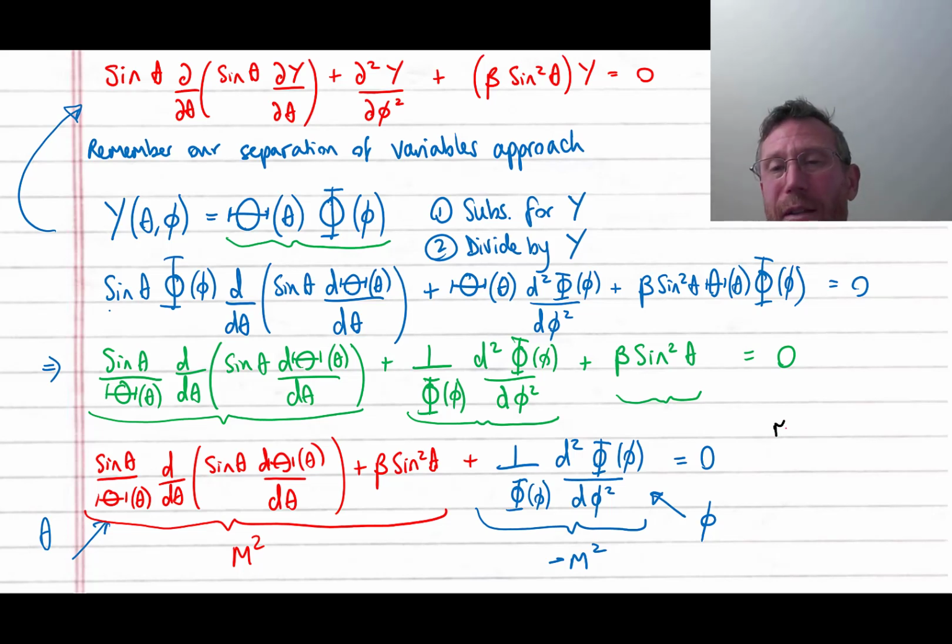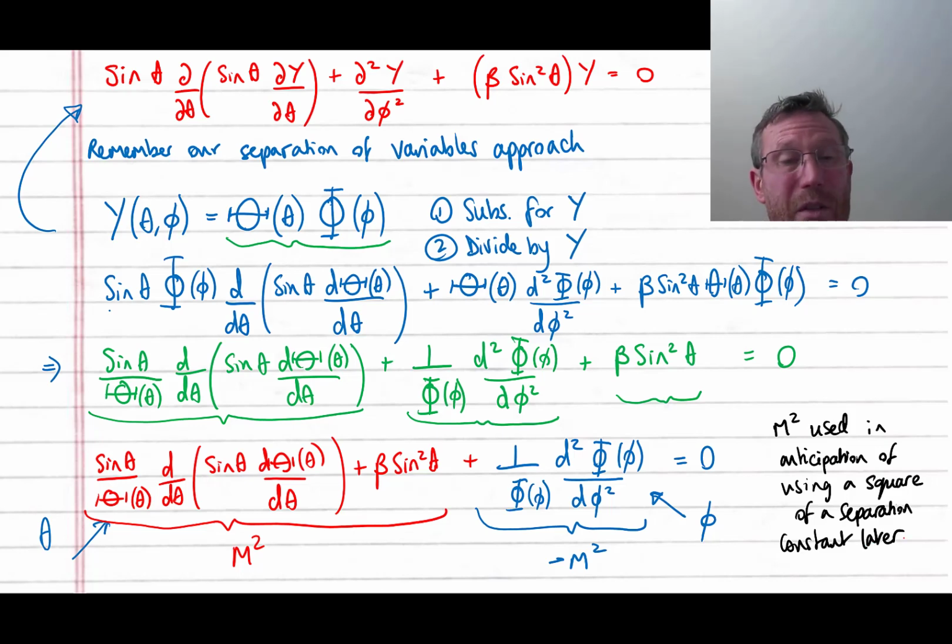Why do we use an m squared? The m squared is used in anticipation of using a square of a separation constant later. In other words, by using m squared here and here, we're going to find that something's going to get a little bit simpler as we go forward. We'll come to that. So what I'm finally going to do in this particular section is just write down again our two functions, and the idea now will be to solve each of these. Let me write that down in the next slide.